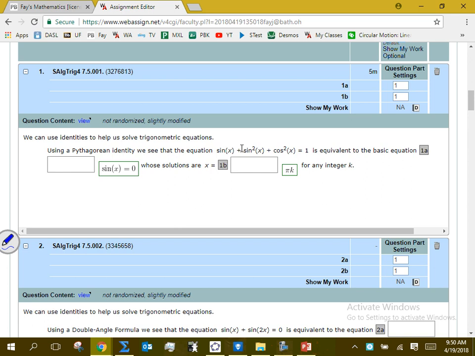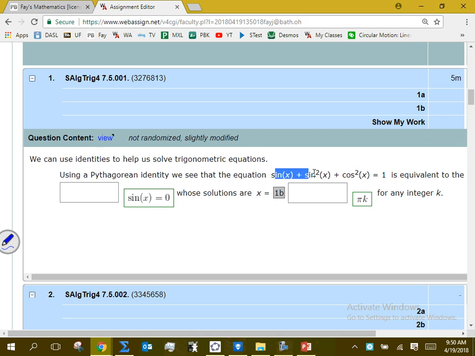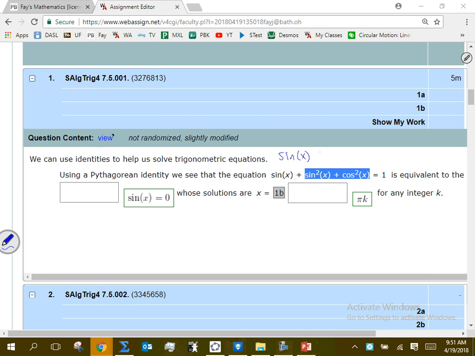Okay, so what they're asking here is, if we start, let me zoom in, if we start with this thing here on the left-hand side, do we recognize that sine squared x plus cosine squared x equals 1? They're taking a little bit of liberty here by saying, change that to 1. So you've got sine of x plus 1 equal to the 1 over here. And then if I wanted to solve the equation, isolating sine of x, I would subtract 1 from both sides. And that's where I'm getting sine of x equals 0 there.